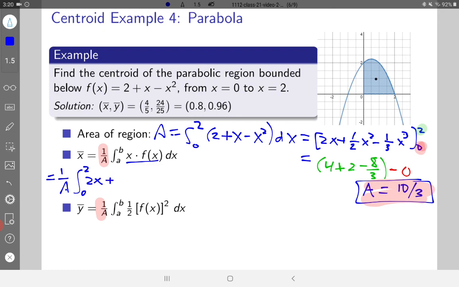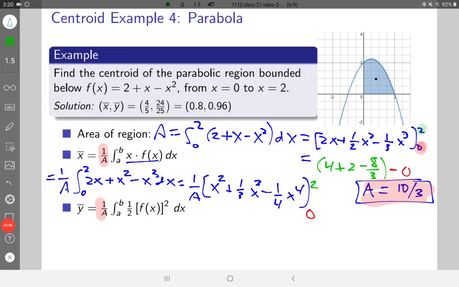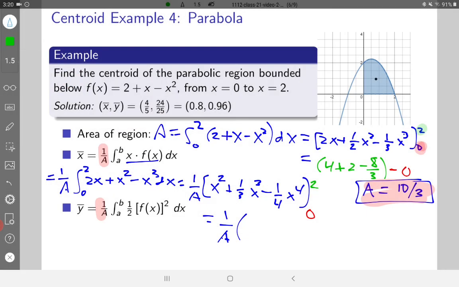I'm just going to multiply each of those terms by x. And then I'll take an antiderivative and start plugging in the lower 0 and the upper 2. There's that antiderivative. And I can say now this is going to be 1 over a times, and as before, if I plug in the lower limit of 0, I'm going to get a 0 out of everything, so I'm just going to plug in the upper limit of 2. 2 squared is 4. 2 cubed is 8 thirds.